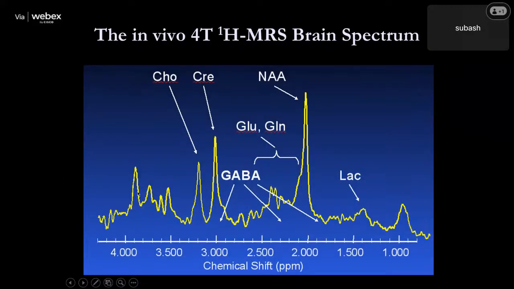So this is a spectrum of the brain at 4 Tesla. You can see lactate here, then NAA, N-acetyl aspartate, glutamine and glutamate, then GABA, which is the neurotransmitter, then choline and creatine. All these peaks are very well visualized, including the glutamate and glutamine, which are separated out by this 4 Tesla magnet.